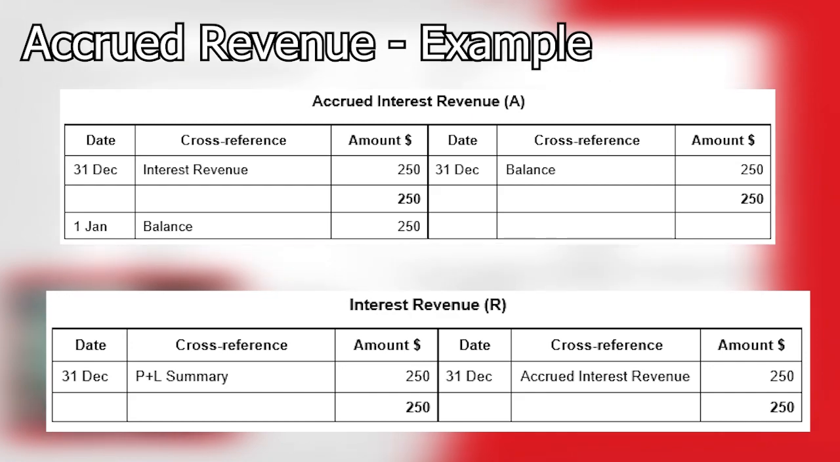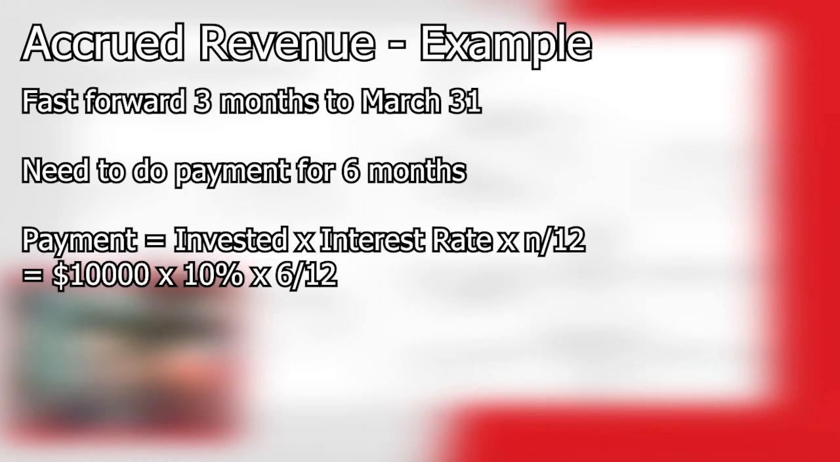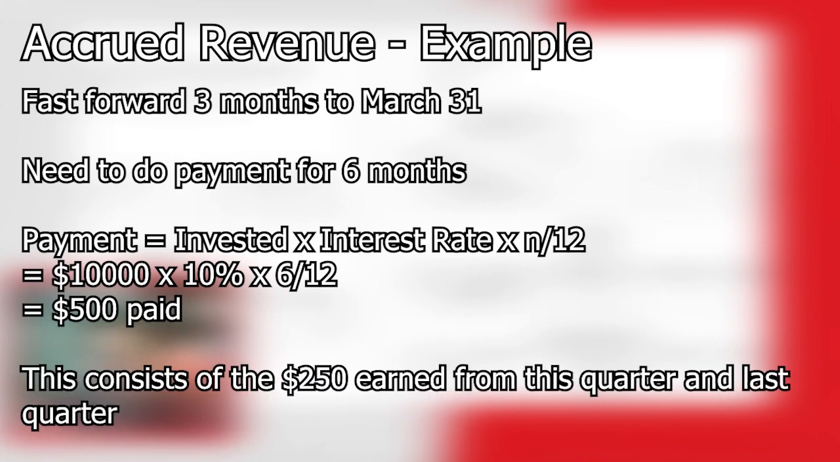If we fast forward on the 31st of the 3rd, we need to do the payment for 6 months. This time it's 10,000 times 10% times 6 over 12, which means $500 was paid. And there's a small process. So, the first thing we want to do in this 500 is cancel the accrued interest first. We want to make sure that is paid.